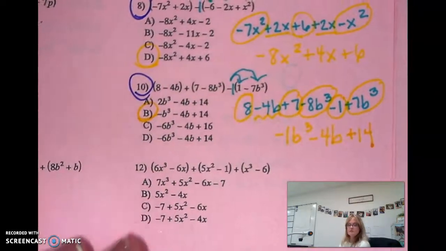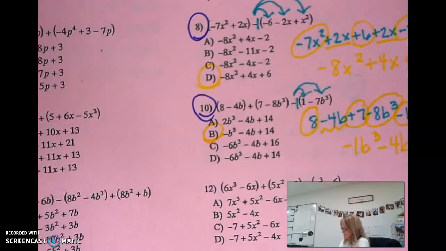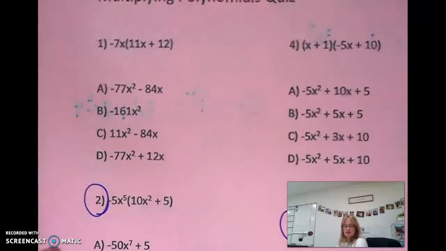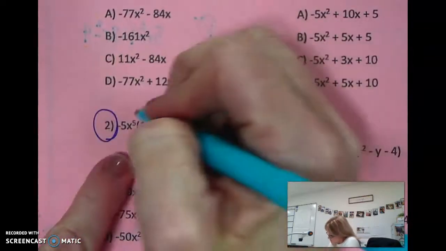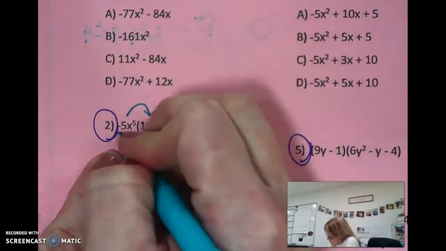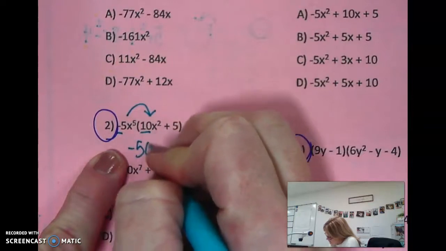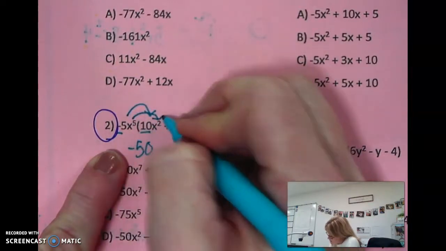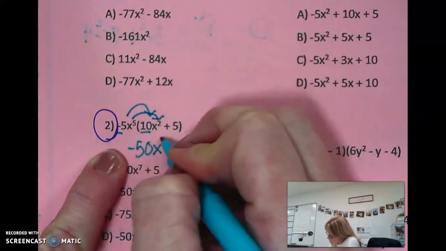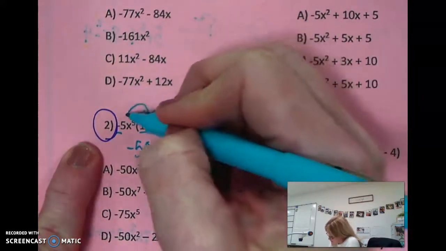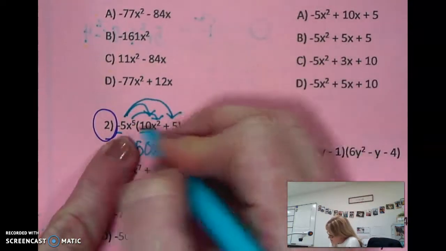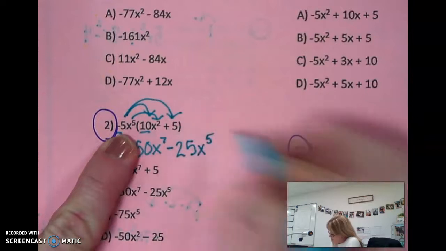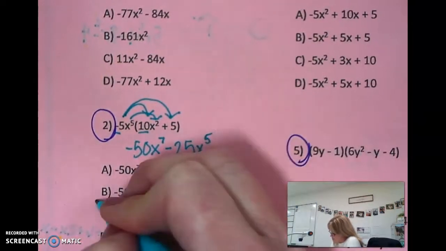So when you add and subtract, you're combining like terms. When we multiply, that's when we have to deal with numbers and variables. So if I distribute here, negative 5 times 10 is negative 50. X to the 5th times x squared is x to the 5 plus 2, or 7. Negative 5 times positive 5 is a negative 25. X to the 5th times nothing else is just x to the 5th. So my answer is B.